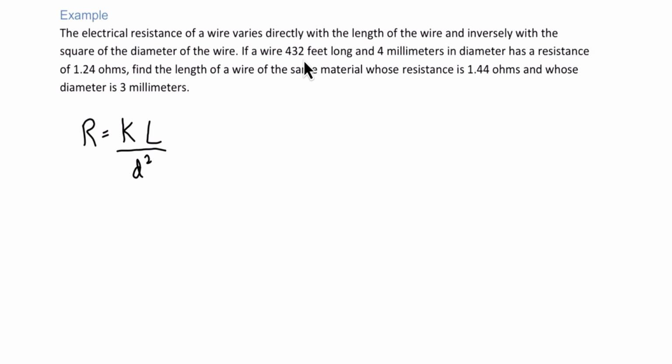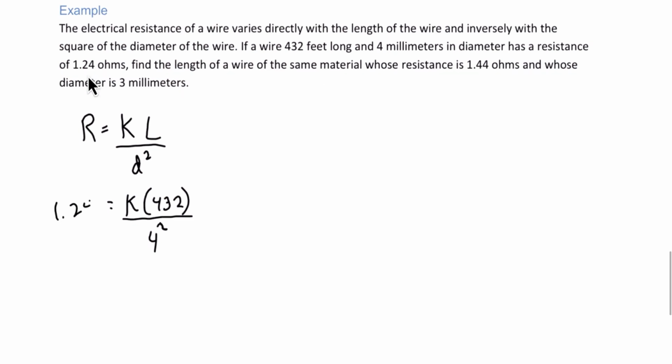We know that the wire is 432 feet long. And we know that's 4 millimeters in diameter. So we have 4 squared. And the resistance is 1.24. So using this info, we can now solve for K.